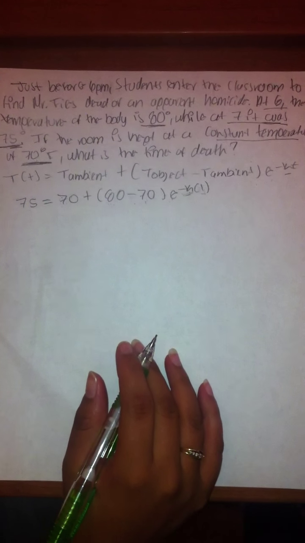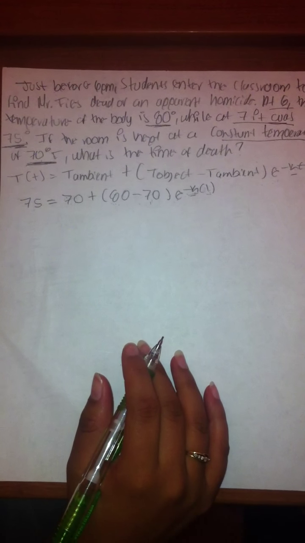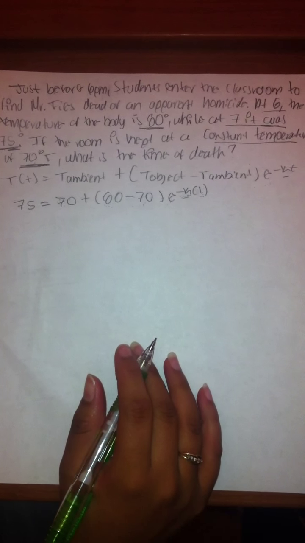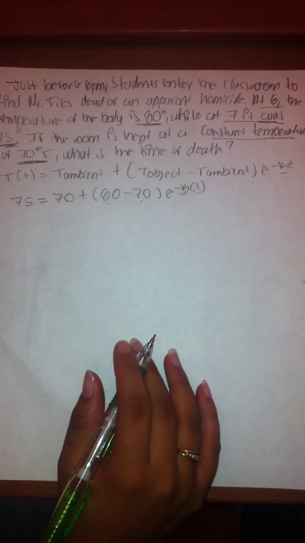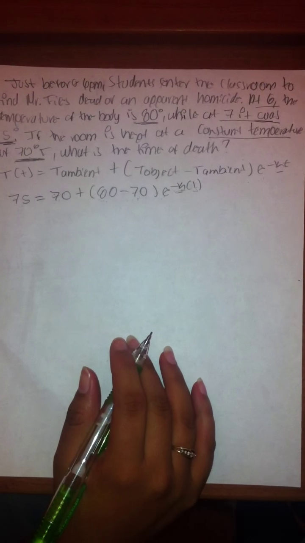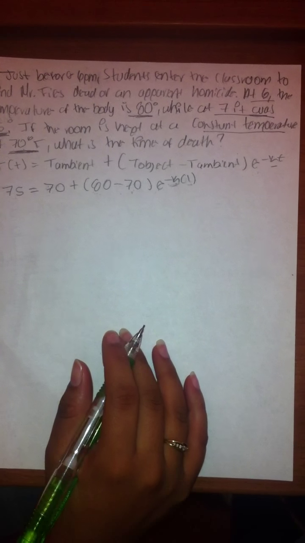The question says as follows. Just before 6 p.m. students enter the classroom to find Mr. Feet dead of an apparent homicide. At 6, the temperature of the body is 80 degrees, while at 7 it was 75. If the room is kept at a constant temperature of 70 degrees Fahrenheit, what is the time of death?